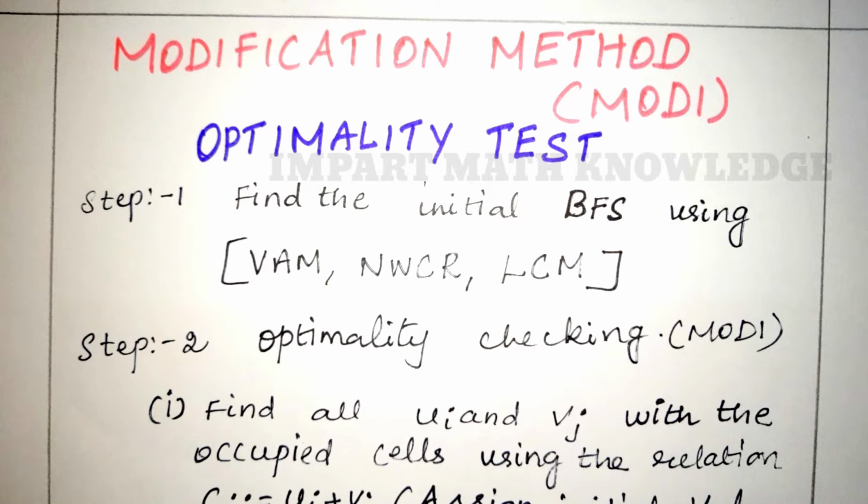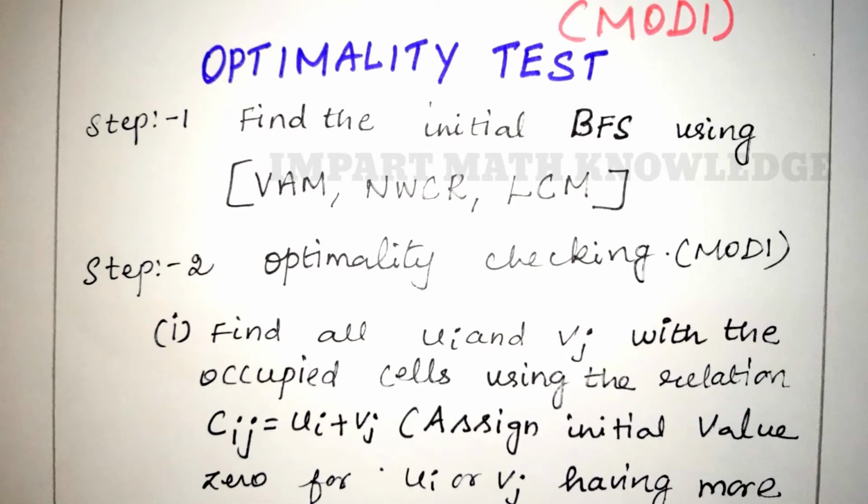In this video, I am going to explain the modification method. The short form is MODI method or UV method. This method is used to check the optimality in the given problem. Once we find the initial transportation cost, we have to check whether the initial transportation cost is optimal or not using MODI method.